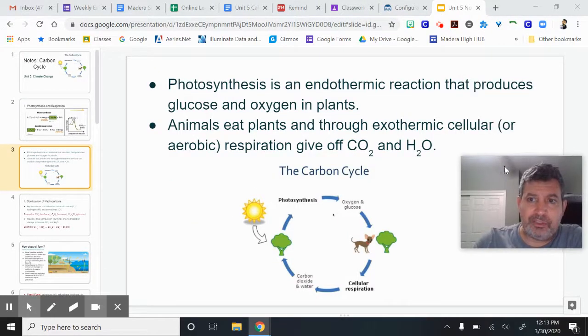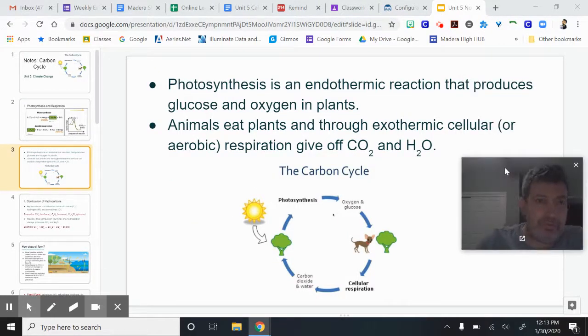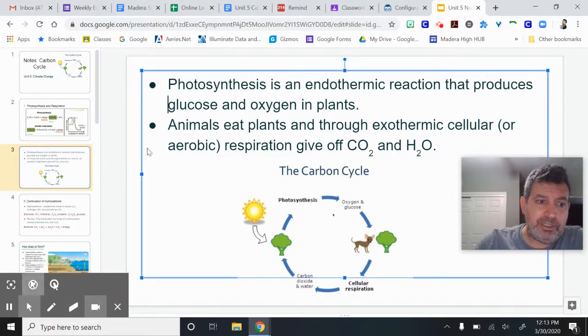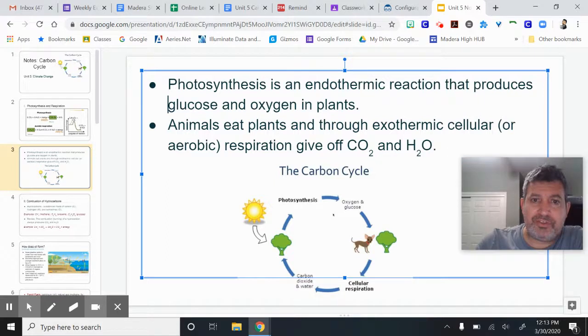And let's look at this. So what you saw in those equations is summed up in these bullet points. We have photosynthesis, which is shown in the first bullet, and it says it's an endothermic reaction that produces glucose and oxygen in plants. And then the second part of what we talked about is the animals eating the plants, and through exothermic cellular respiration or aerobic respiration, they give off CO2 and water.